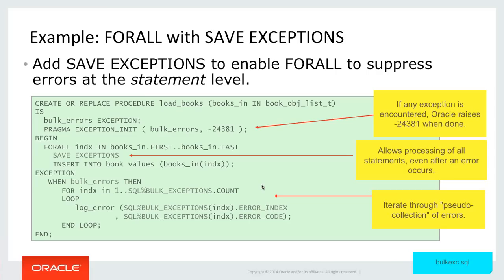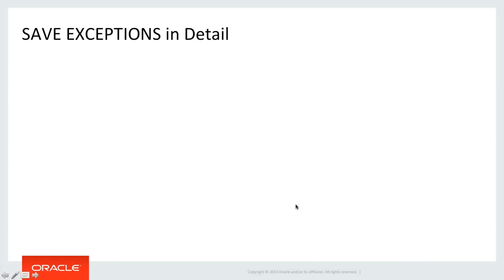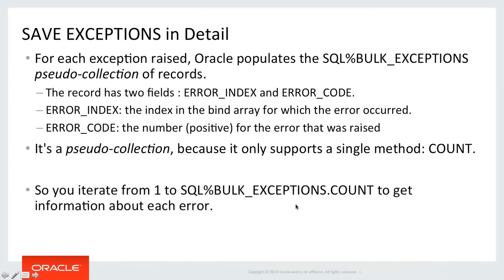So, save exceptions, a very powerful feature. And the one thing I really love that we can add, and who knows, it might happen in the future, it's not available now, is to not only grab the error code, but the error message, so we have the full error message information, which we currently don't get in some cases with the SQL%BULK_EXCEPTIONS now. I think I've pretty well covered all that.